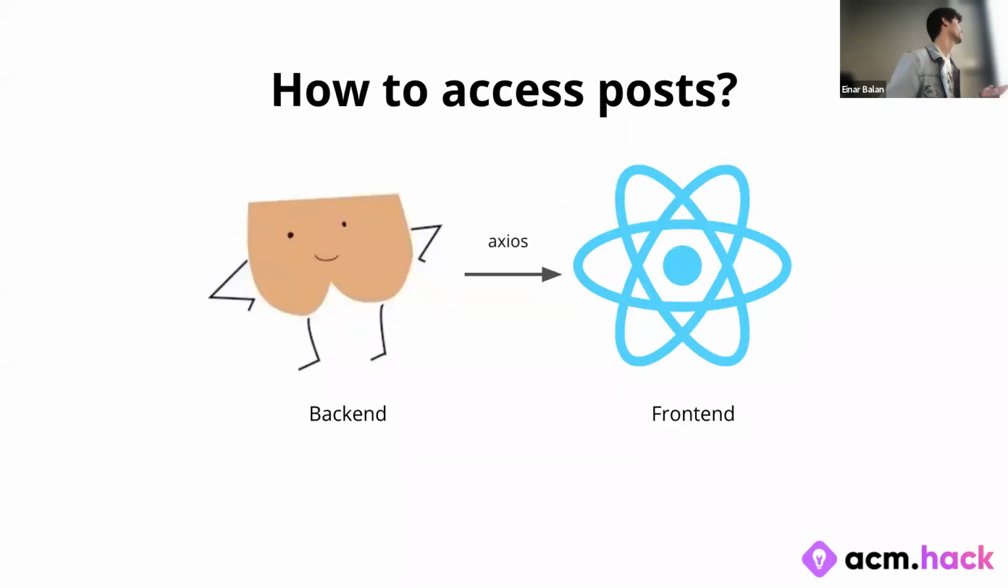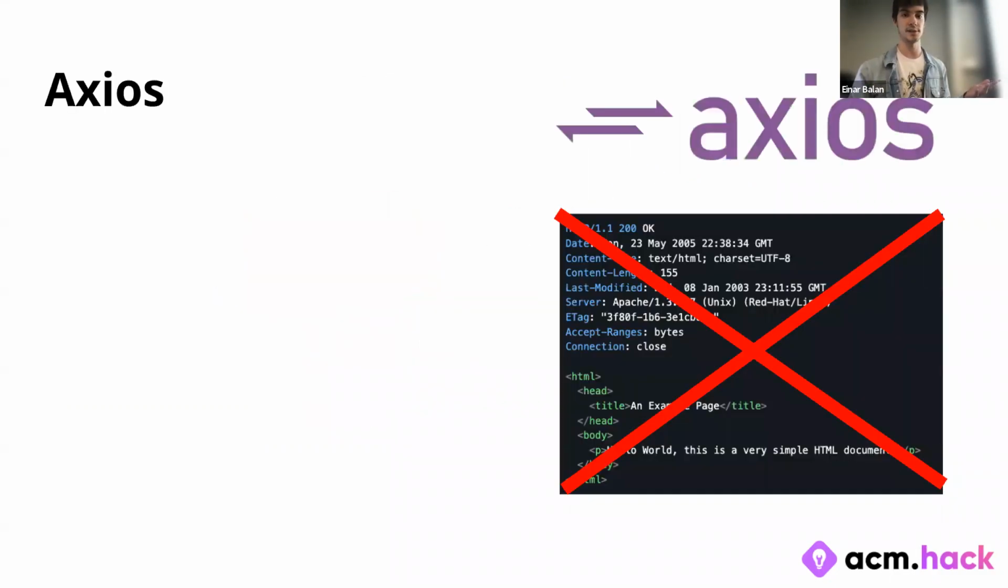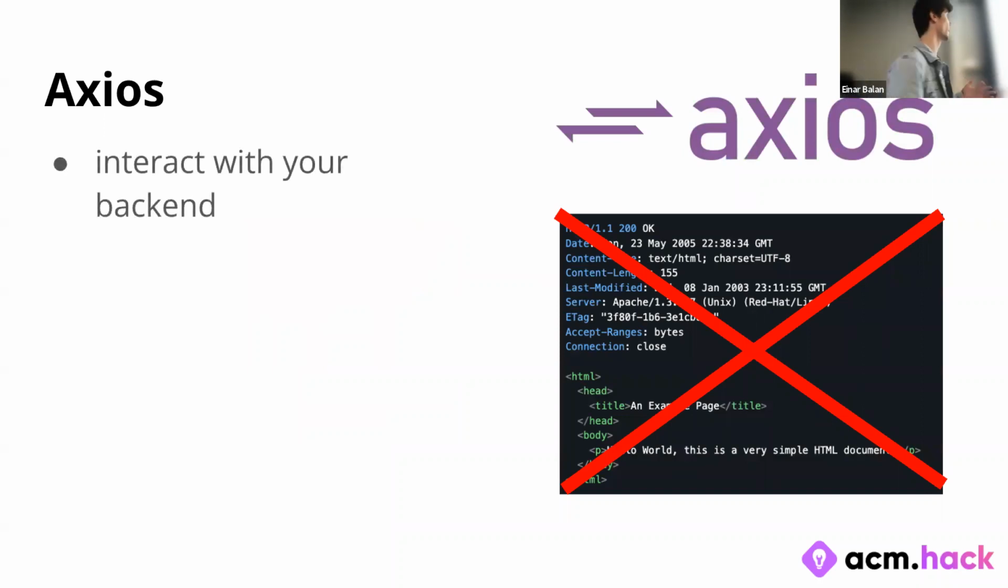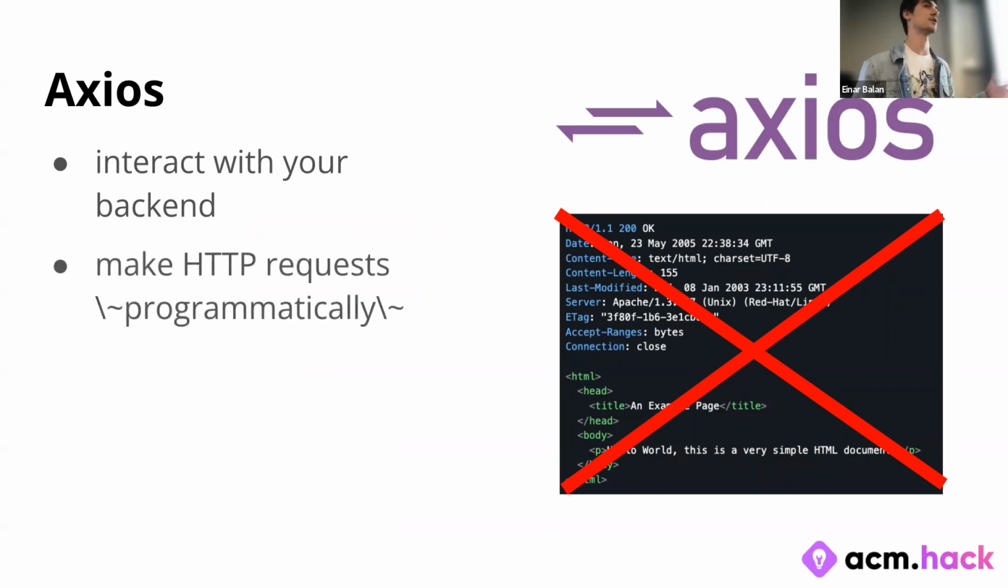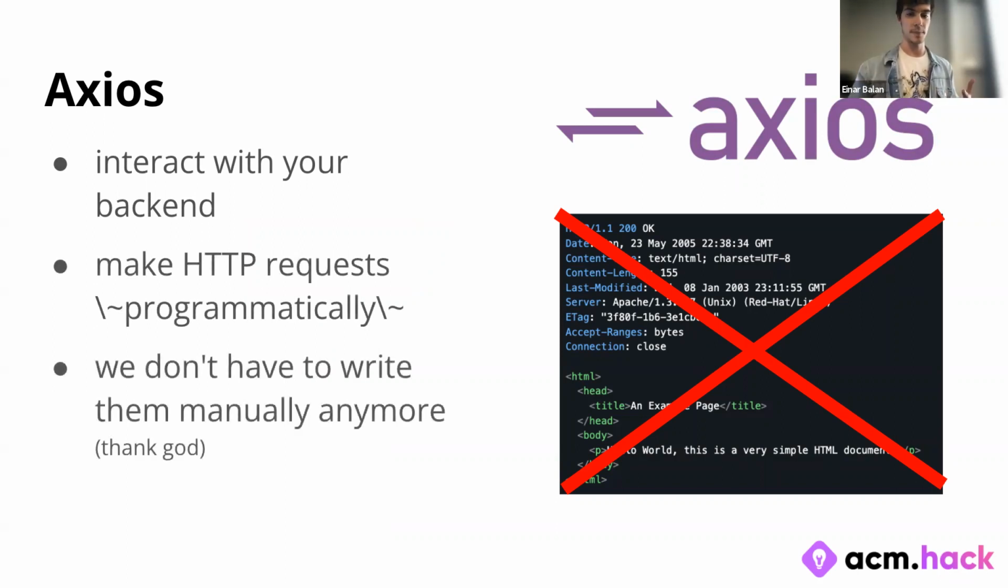It's called Axios. And Axios is just another JavaScript library. It is going to give you a convenient way to interact with your backend, right? So it just allows you to make HTTP requests programmatically. And thankfully we don't have to write them manually anymore as we were doing last time. I know it's kind of a hassle to do it, but Axios is going to abstract away all of that for us, which is really nice. Thank God.